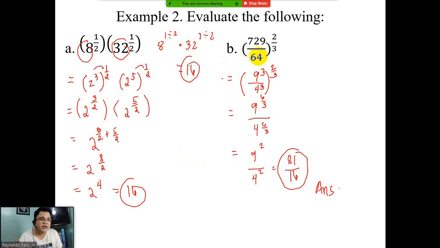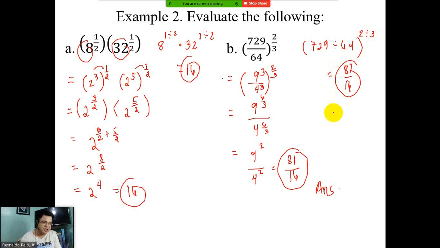Then here, if you will be doing the same, 729 divided by 64 raised to the power of 2 divided by 3, you still need to use parentheses. If you do this on your calculator, you still get an answer of 81 over 16. There's no problem if you will be using your calculators in simplifying, for as long as you will come up with the same answer.